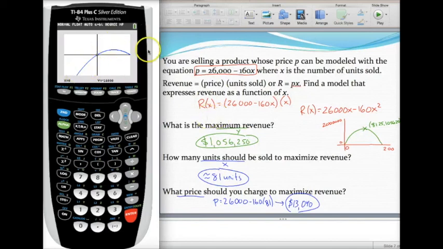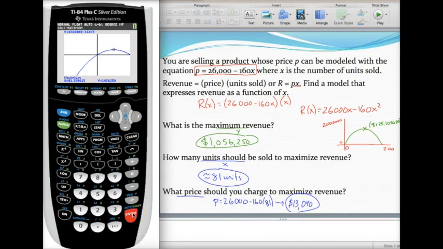So now that we can see that maximum point, let's find it. As we've done so many times, if you've watched the other videos, second trace, and then option 4 is to find the maximum. They're going to ask you to go to a little bit to the left of the vertex, so let me get a little bit closer than I am now. So over there should be good. I'll press enter. Go a little bit to the right of the vertex, so over here, and press enter, and then just press enter for guess. It'll find you the highest point in between there.